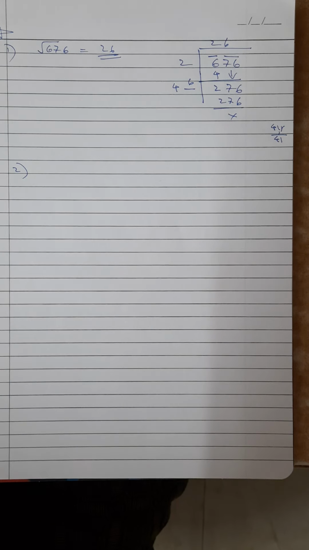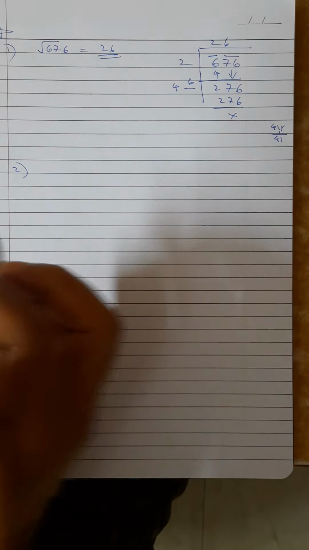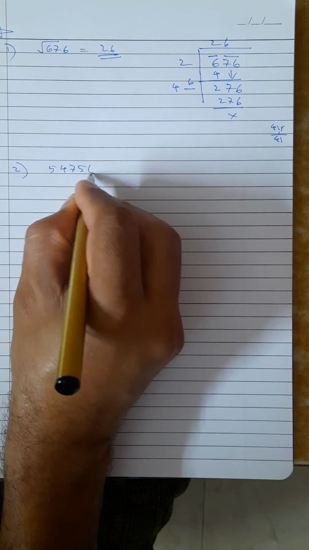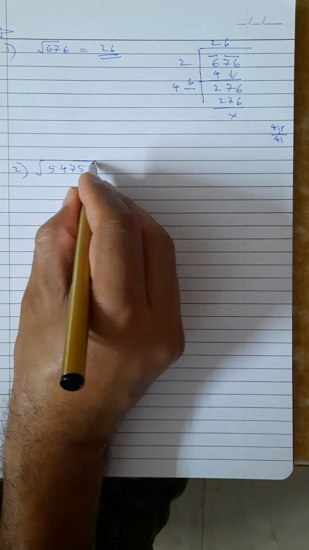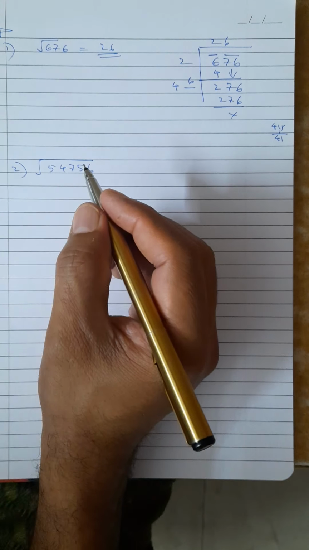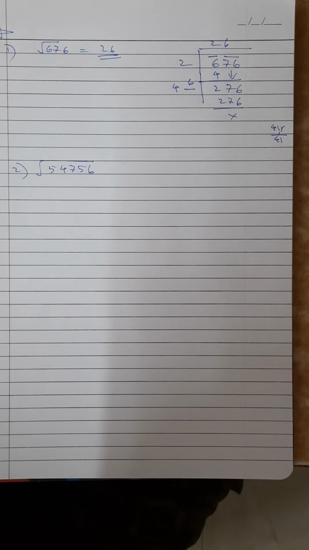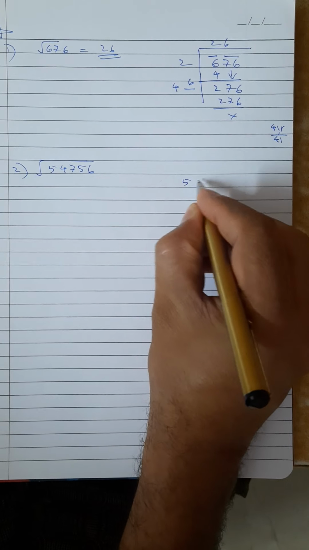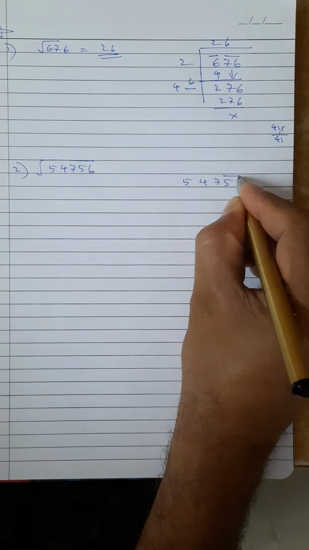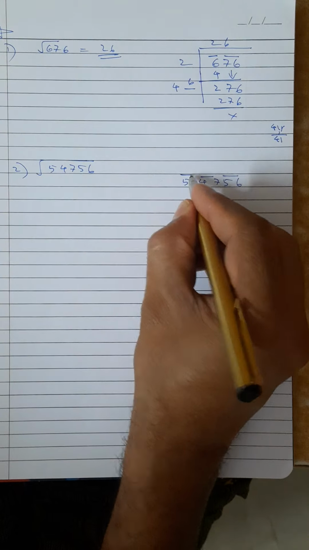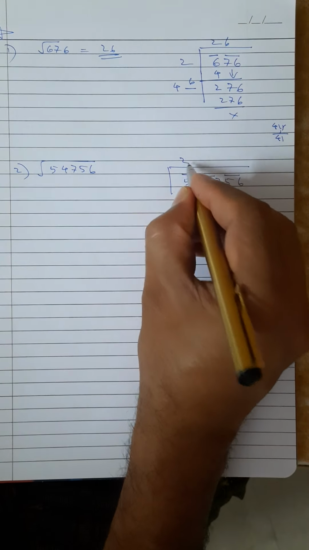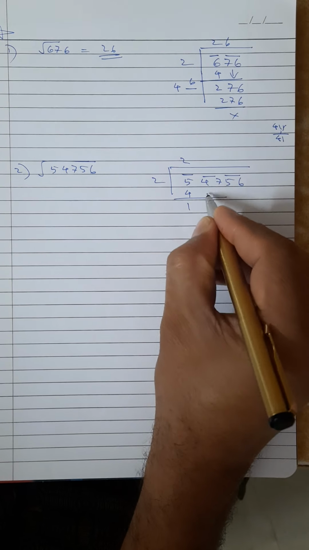Suppose I have another number, 5, 4, 7, 5, 6. For revision purpose, one more question. What to do? First we will go for grouping: 5, 4, 7, 5, 6. Group of 2: 56 one group, 47 one group, 5 alone is another group. Which number? 2 2s are 4, 2 is going. Balance 1. Next group is coming down.